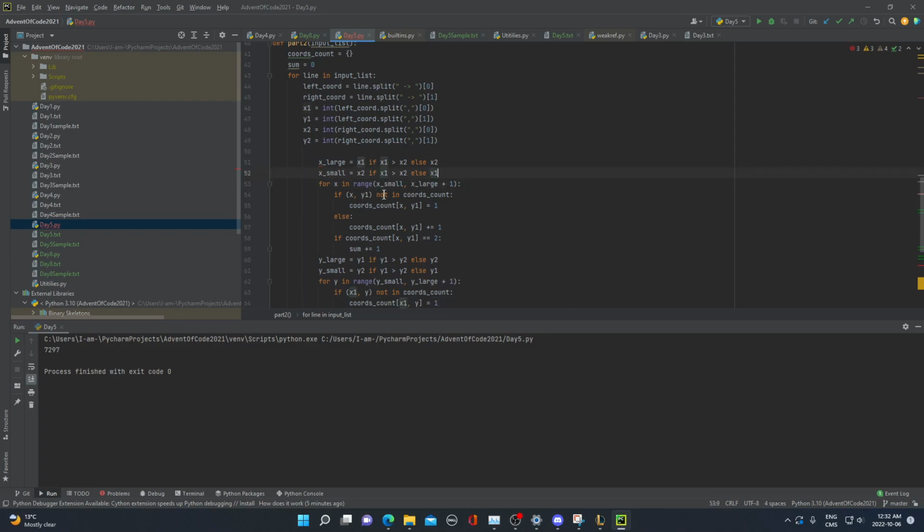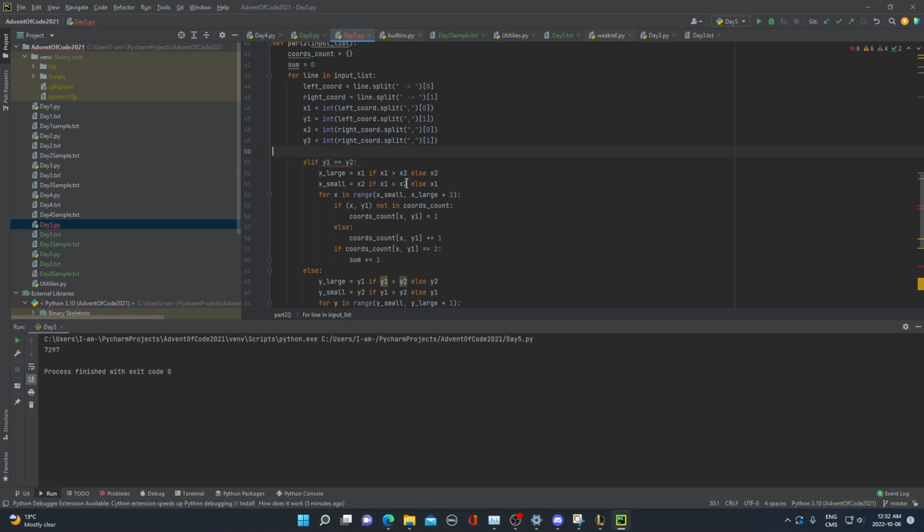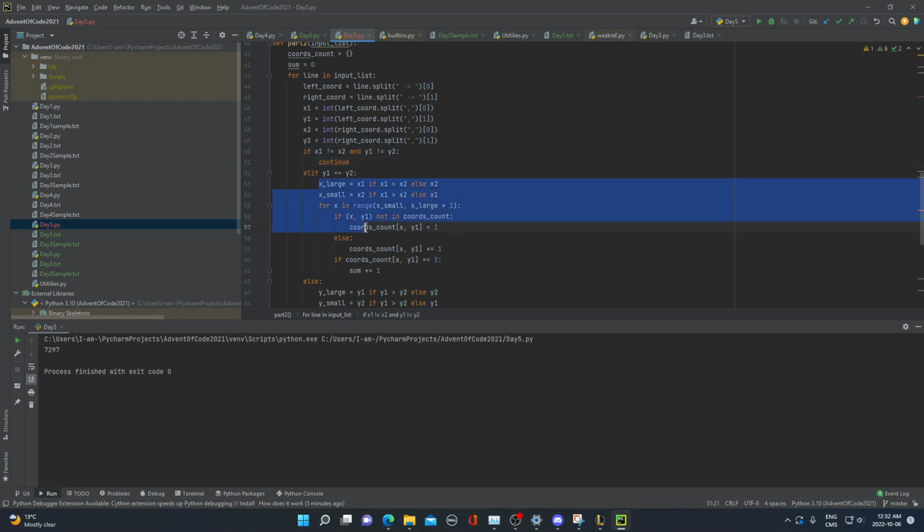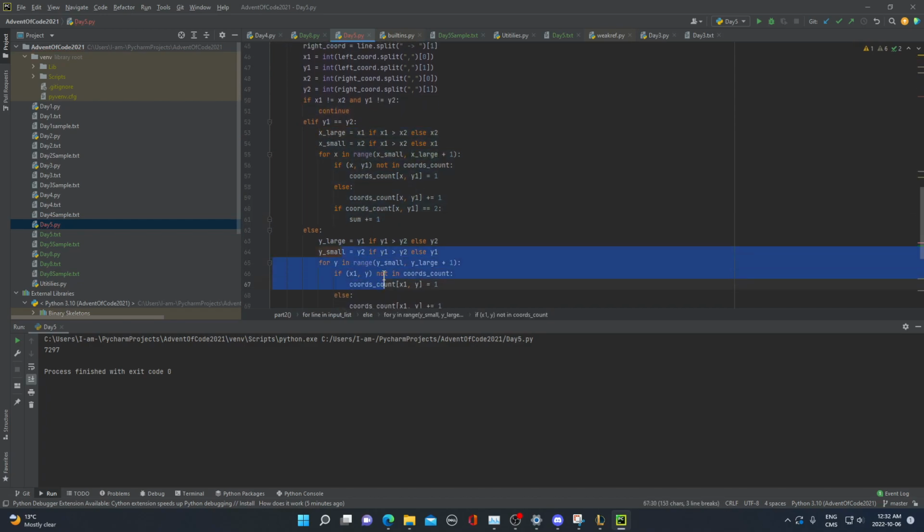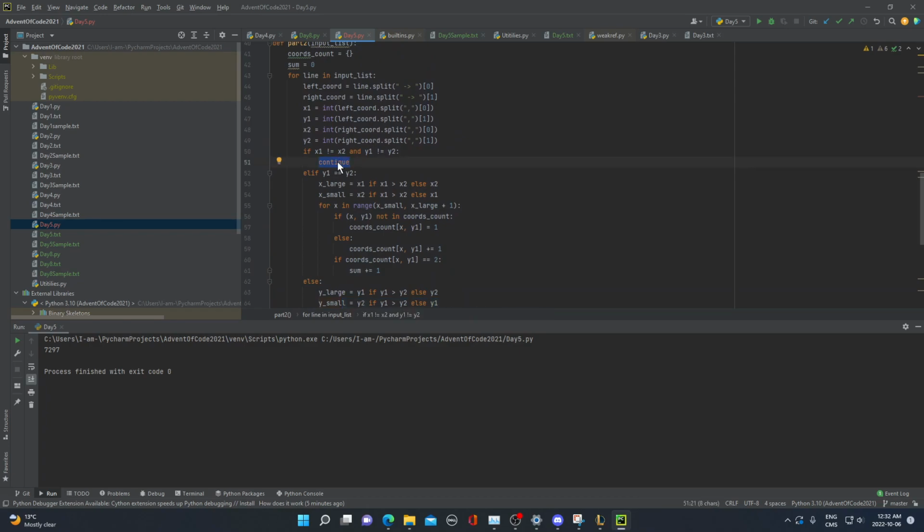Hold on. What am I doing? Why don't we just keep it? I know it's messy. I know it's duplicated code. But let's just do the same thing.